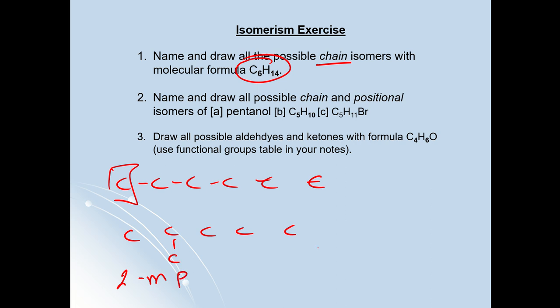Now, can I put it anywhere else? I can put it here. Does that give me a different compound? Yes, it does. That gives me, no matter what end I name it from, 3-methylpentane. Can I put that carbon there? No, I can't, because if I do that and I number from that end, that gives me also 2-methylpentane. So there's 3 we've got so far.